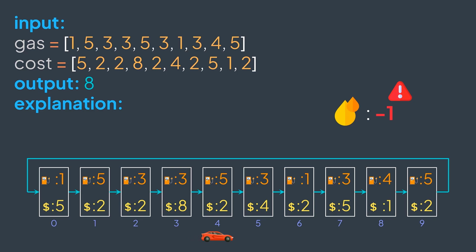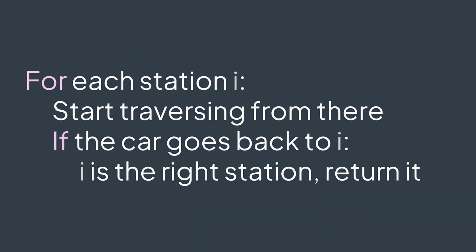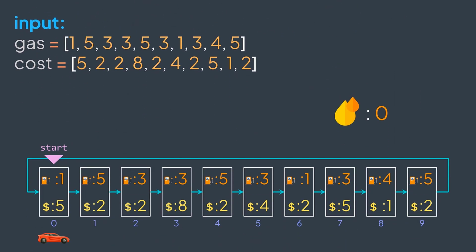Let's solve this problem. A brute force solution that directly comes to mind is to simply simulate what happens with every station. And if we find one that respects the condition, we return its index. Let's try it with our example. With the first one, we add 1, we pay 5, and the gas becomes negative, directly eliminated.